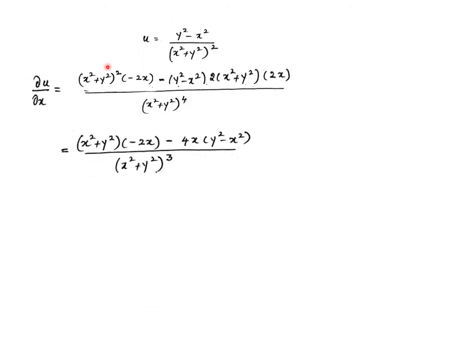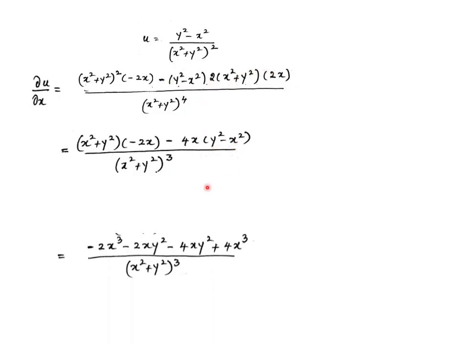So now taking x² + y², we cancel out. Here one factor of (x² + y²) cancels out, and you are left with (x² + y²) cubed. So therefore it is (x² + y²) into minus 2x. Here again (x² + y²) cancels out, so 2 into 2 is 4x. So minus 4x into (y² minus x²).